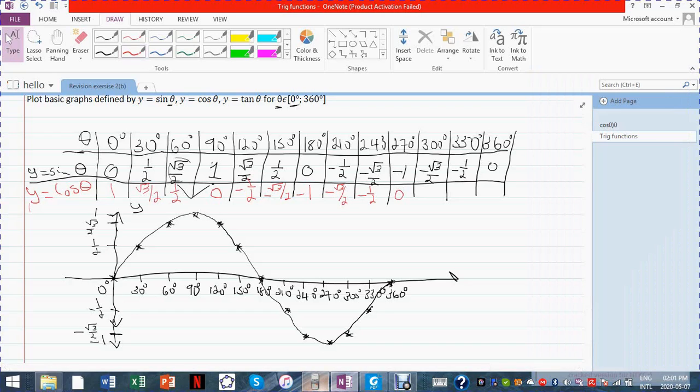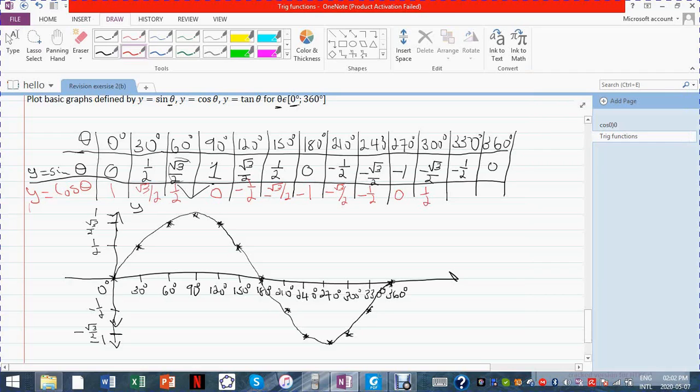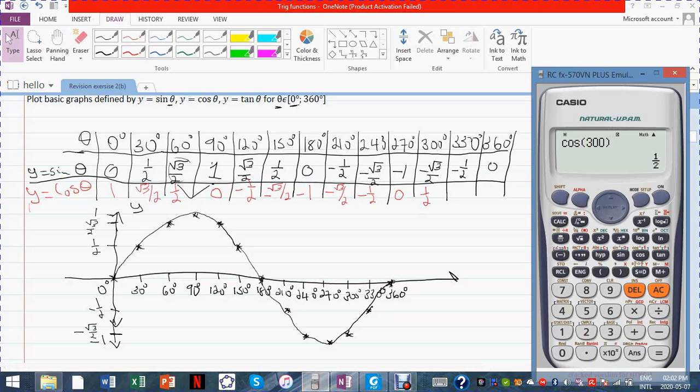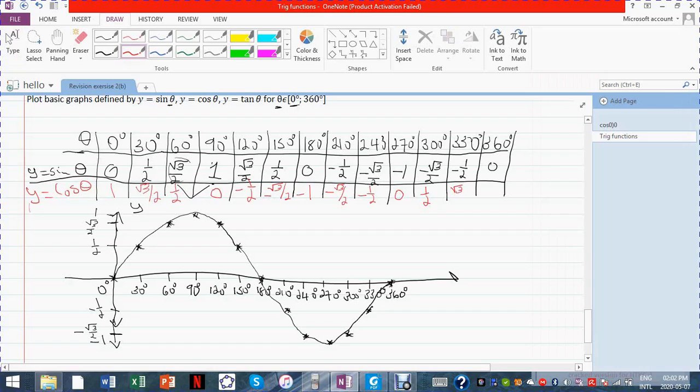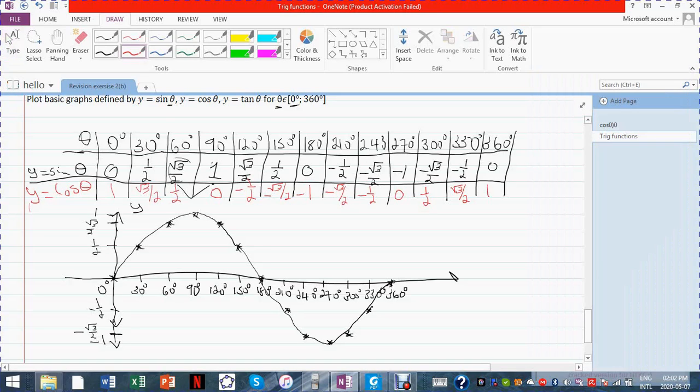Cos of 300 we get a half, 1 over 2, and then cos of 330 we get root 3 over 2, square root of 3 over 2, and then lastly cos of 360 we get a 1. So we can go on and put our points.